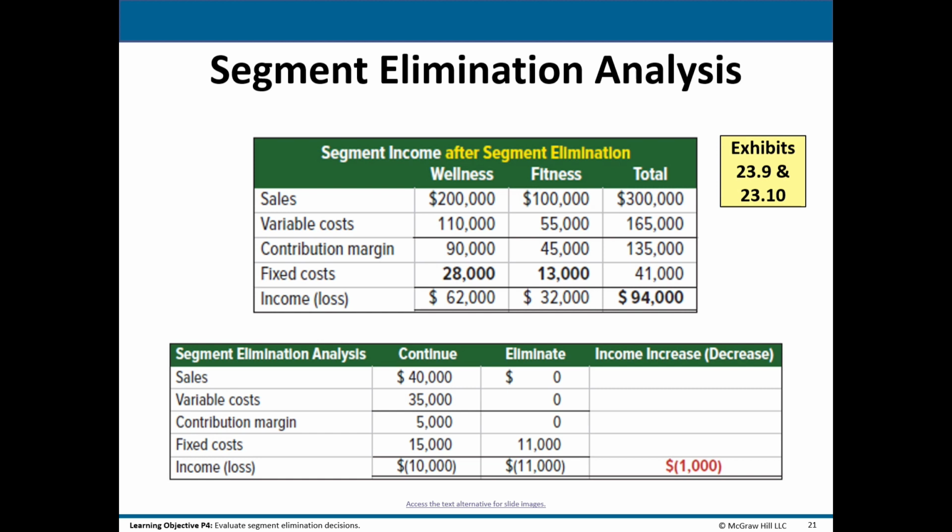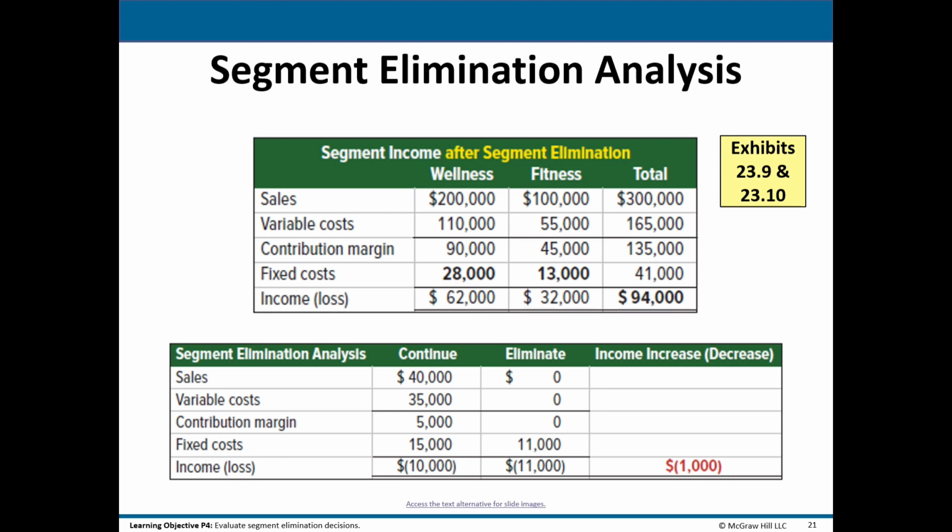The continue column shows treadmill results for the current period. The eliminate column shows what items remain after the segment is eliminated. We see $0 for sales, variable costs, and contribution margin. Those all go away if the segment is eliminated. The eliminate column does still show $11,000 of fixed costs that are unavoidable even if the segment is eliminated.